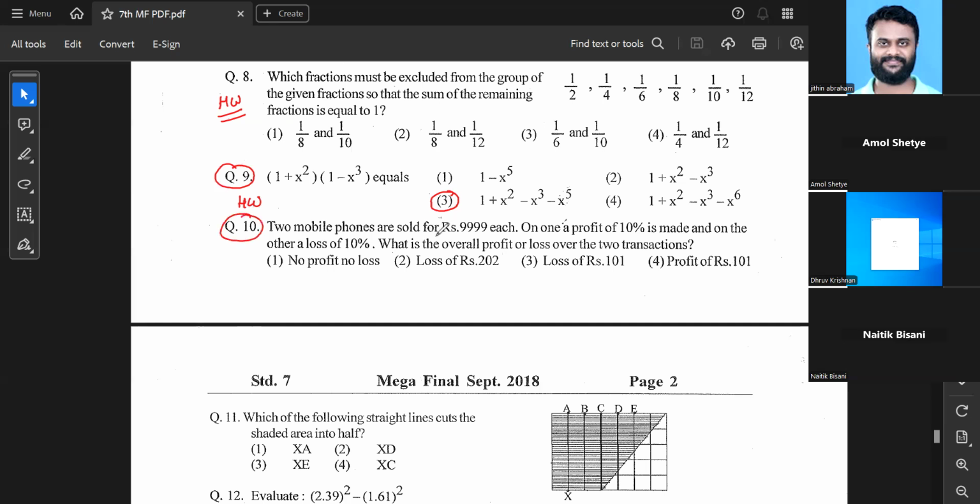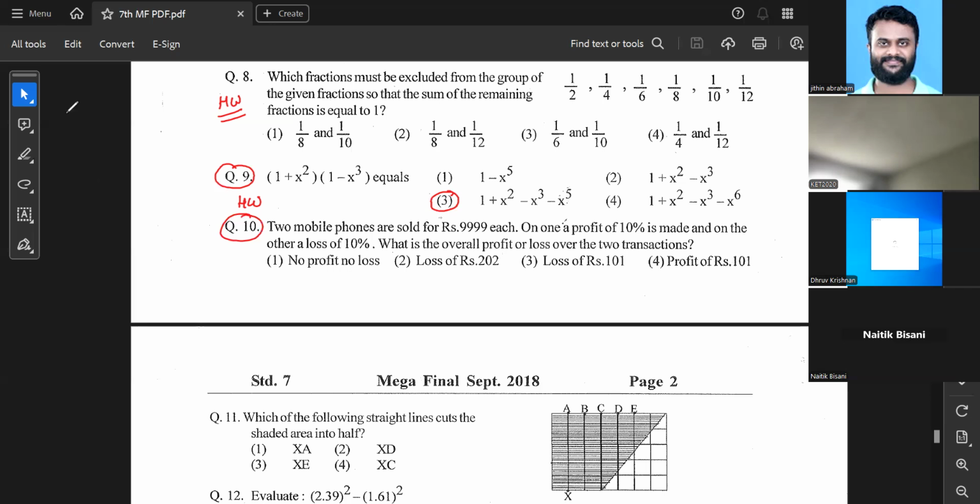Two mobile phones are sold at 4 nines each. One with a profit of 10% is made on the other with a profit of 10%. Overall, the profit or loss in two transactions will be how much? Okay. So this is the selling price of both the phones, like 4 nines.